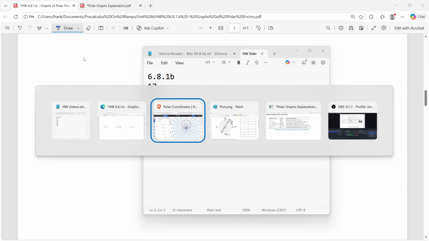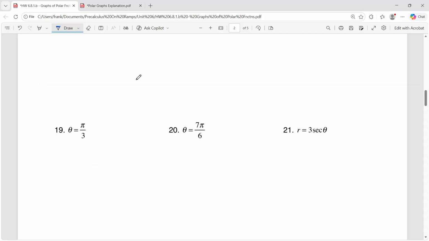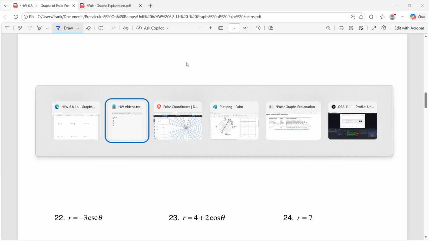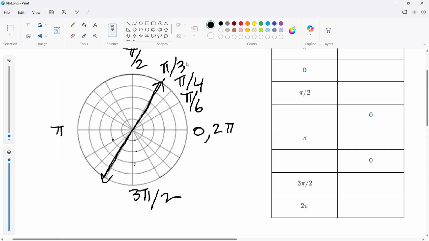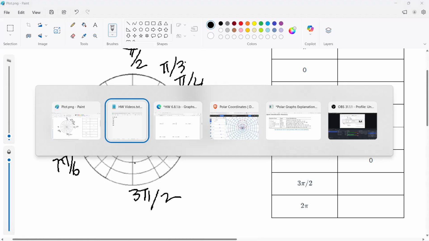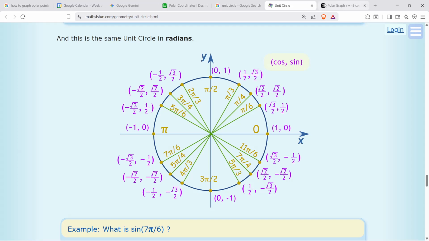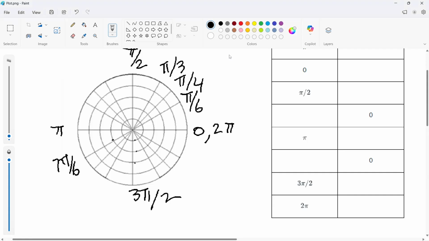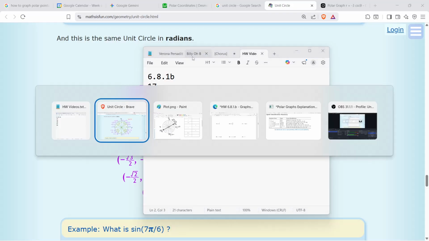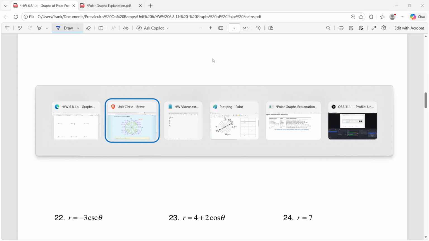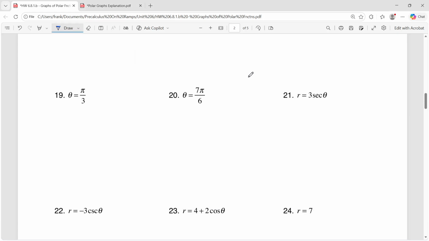Number 20. Hold on. Where are the questions? Number 20. Theta equals 7 pi over 6. Well, 7 pi over 6, that's here. Pi over 6. So let me get rid of that other one. This is 7 pi over 6, by the way. And let me show you that on the unit circle, just so you know I'm not making it up. There's 7 pi over 6. And so theta is 7 pi over 6. It's a line like that. Okay, that was 20. I have to do 22.